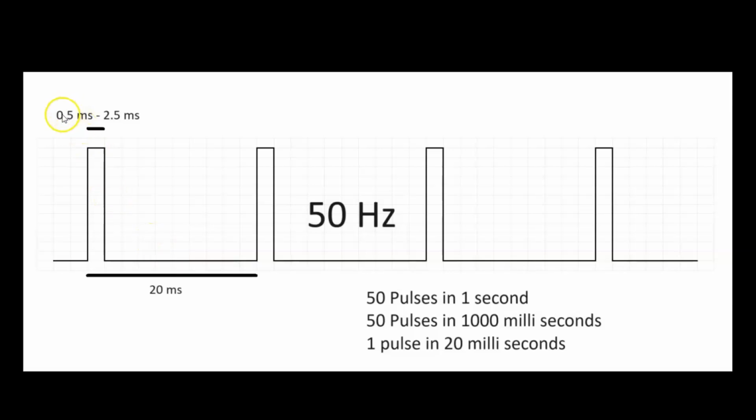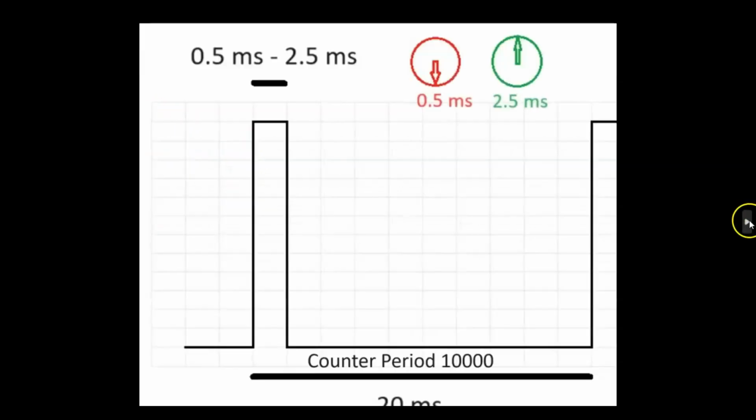So this 0.5 millisecond to 2.5 millisecond, this is how we control the servo motor. When we zoom in on this part here, 0.5 millisecond is this side of the servo motor, 2.5 is the other side, like 0 degree, 180 degree.